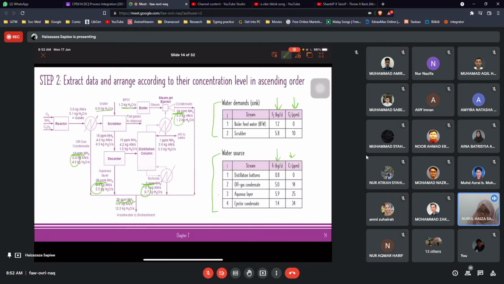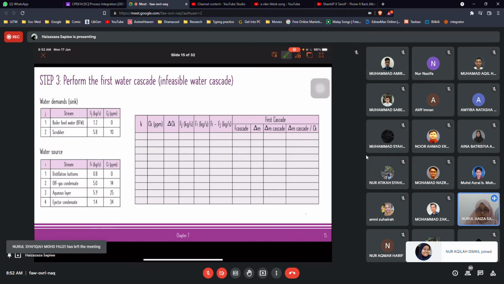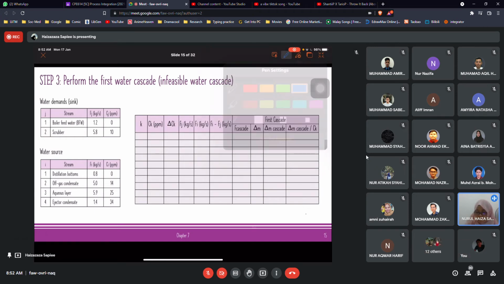So step 3 is basically the steps yang start jadi lain, sebab kalau step 3 dalam CC you have to draw the graph. Kalau step 3 dalam water cascade you basically have to do your table. So you should have this table in your lecture notes. But basically what we need to know is what to put inside the table kan.